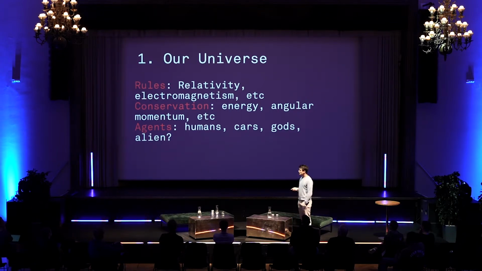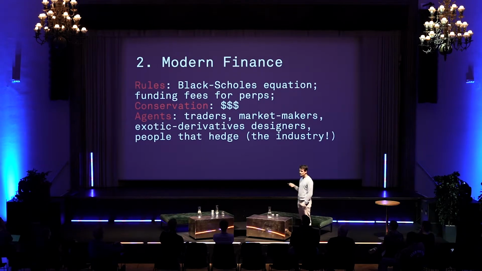Now let's go through a slightly different example: modern finance. Modern finance is a physics. It has rules: the Black-Scholes equation, the funding fees for perpetuals, and a bunch of others. It has conservation laws, again with a caveat here: dollars are conserved. If I send you $1, I'm $1 off. If I were to keep my dollar, it would not work. So we have implicit conservation laws in those systems. And the agents that evolve in this physics are traders, market makers, derivatives designers, and the people that hedge, more often than not the industry.